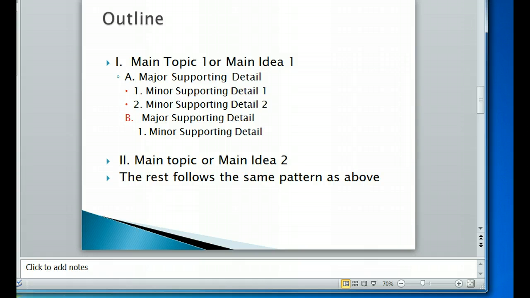The way that I think it's clearer is the one that I'm showing you here, where you have Roman numerals for the main topic. So you have main topic 1 and main topic 2 with Roman numerals. You indent and then you write with letters major supporting detail, another major supporting detail, A and B. Indent again, and you have as many minor supporting details as you want, 1, 2, 3, and so on. Let me show you an example of what I mean.